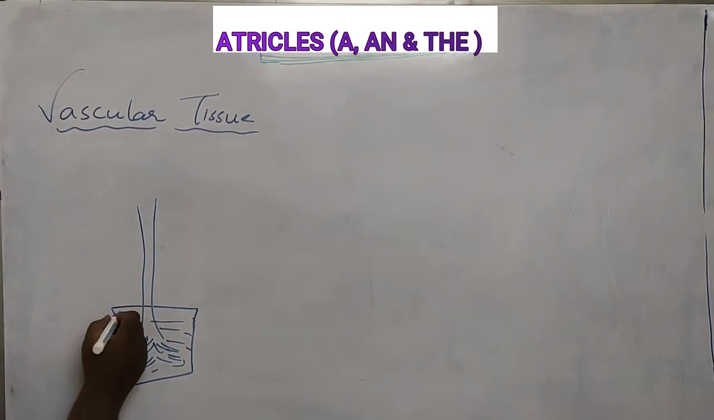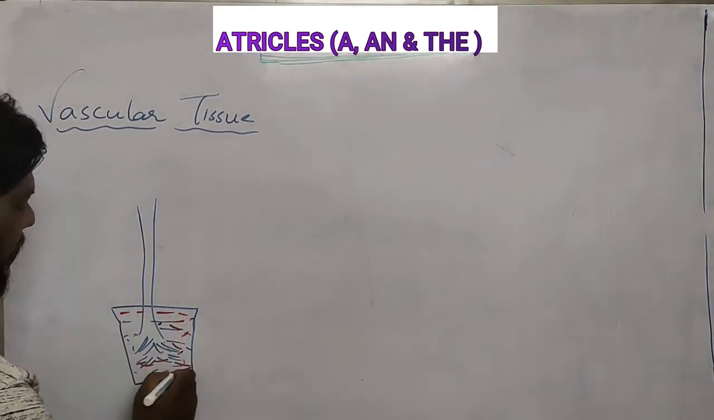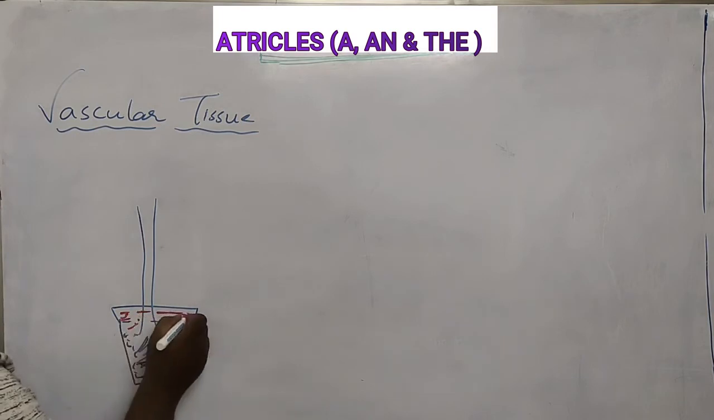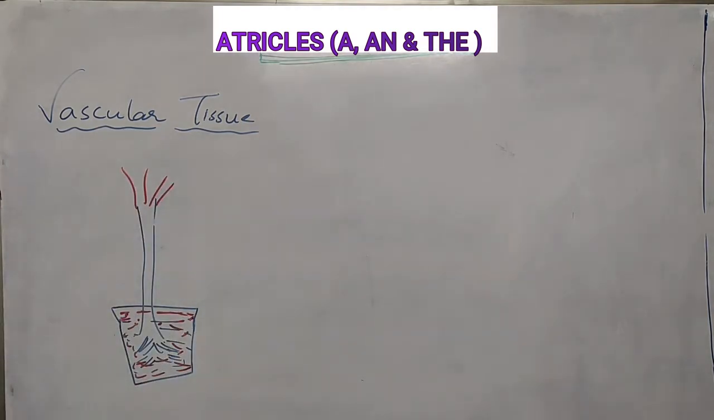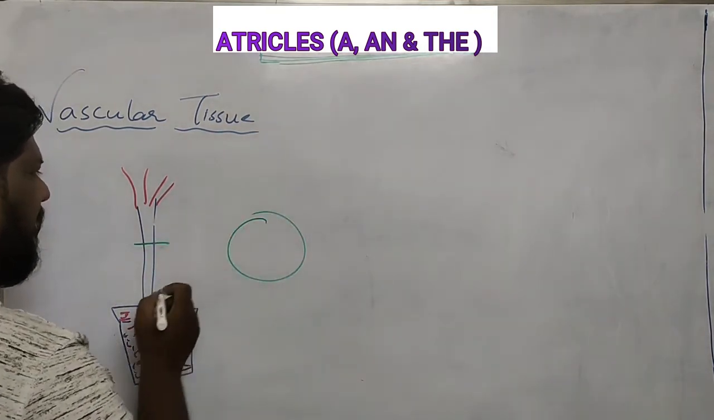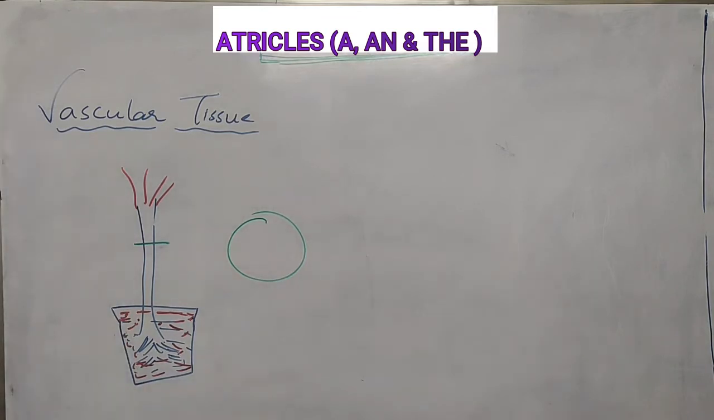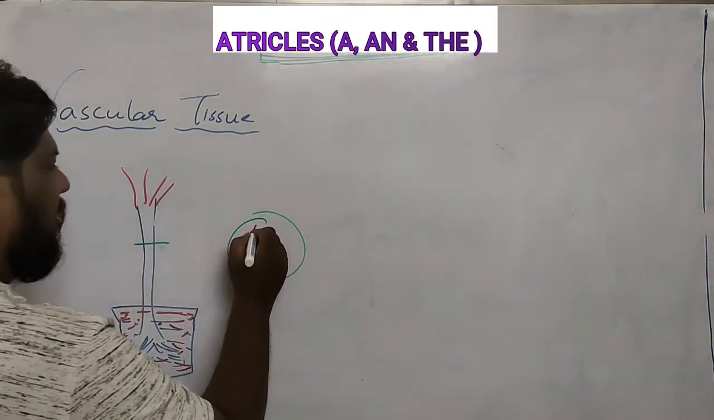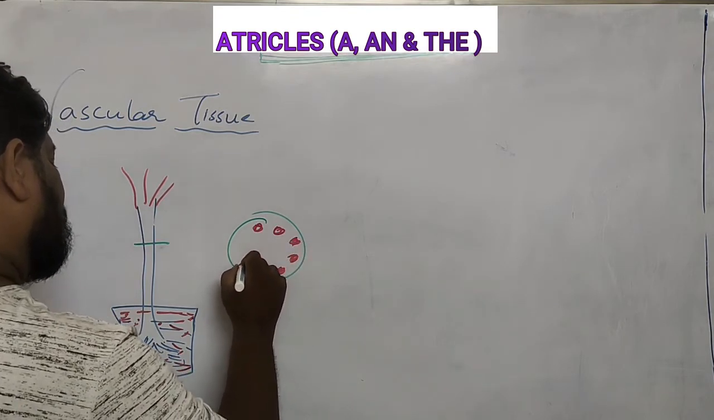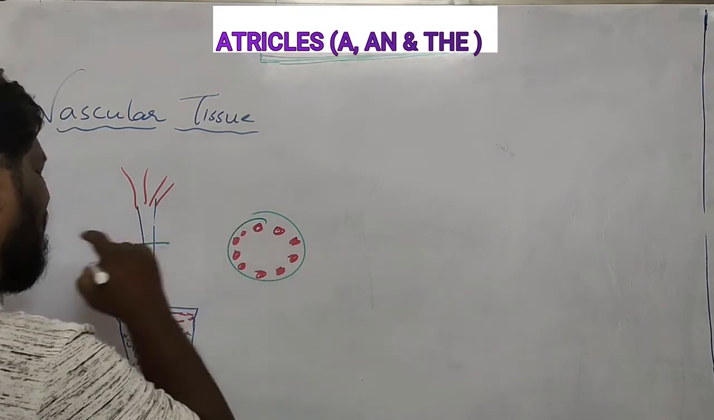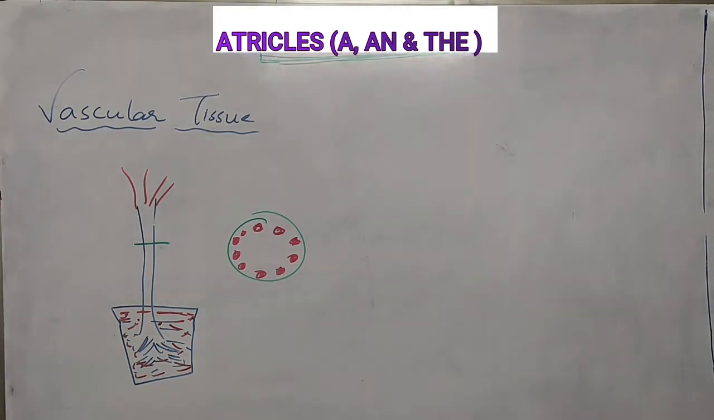Okay, red color in the water, so that the water completely will become red in color. Okay, and now after some time, what we'll do is we'll cut the stem. If you break the stem here, what you can observe is the red color spots here. What is that? Yeah, they're the same color which we mixed with the water here.